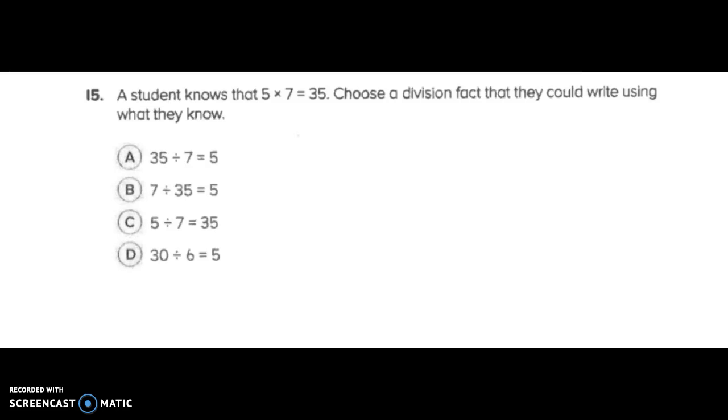Number 15. A student knows that 5 times 7 equals 35. Choose a division fact that they could use, writing what they know. A. 35 divided by 7 equals 5. B. 7 divided by 35 equals 5. C. 5 divided by 7 equals 35. D. 30 divided by 6 equals 5.